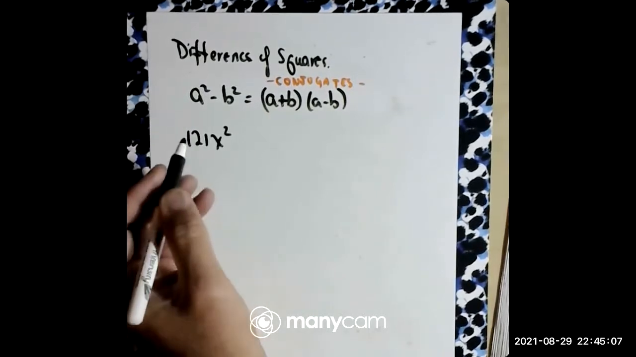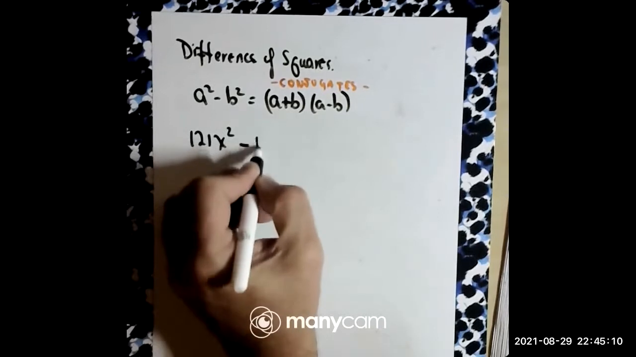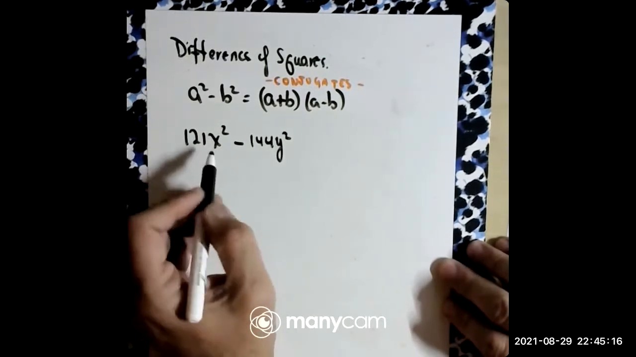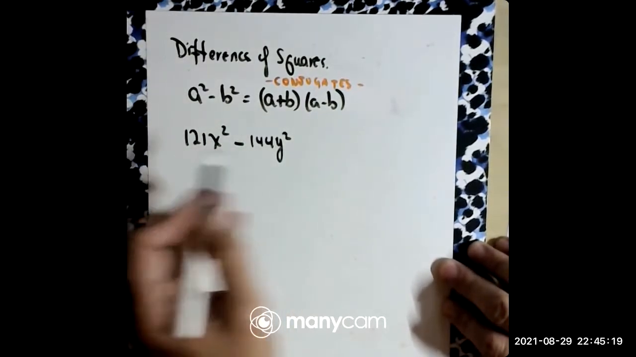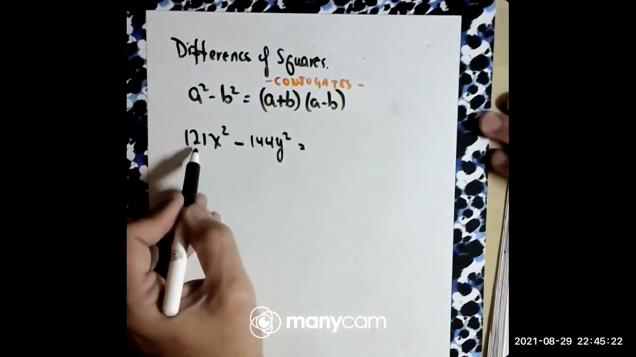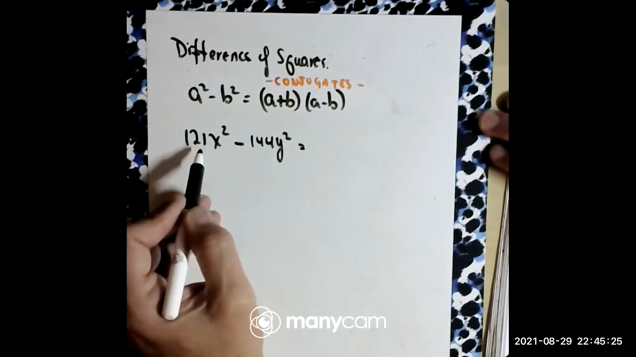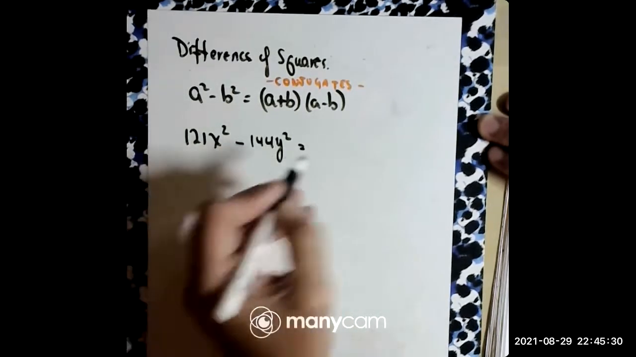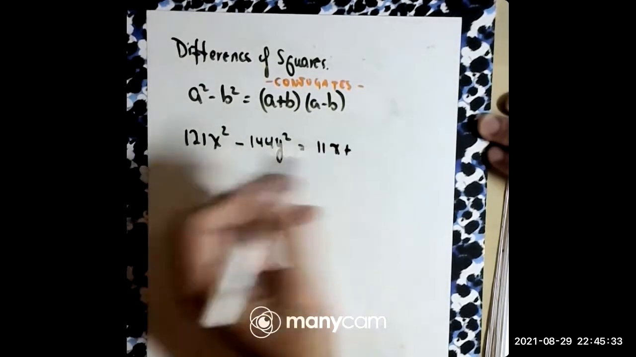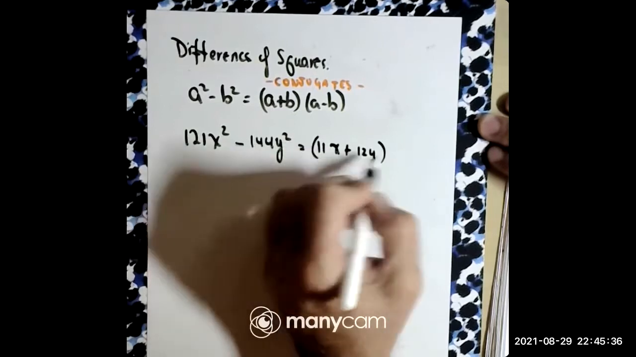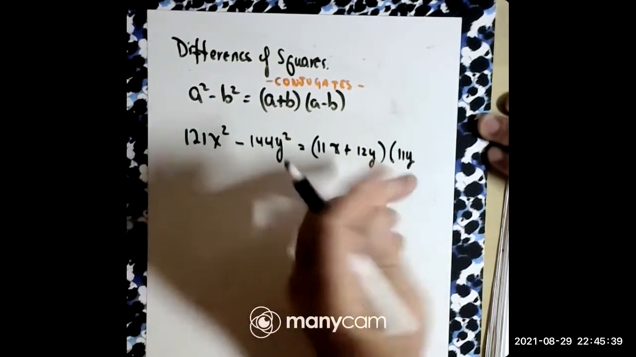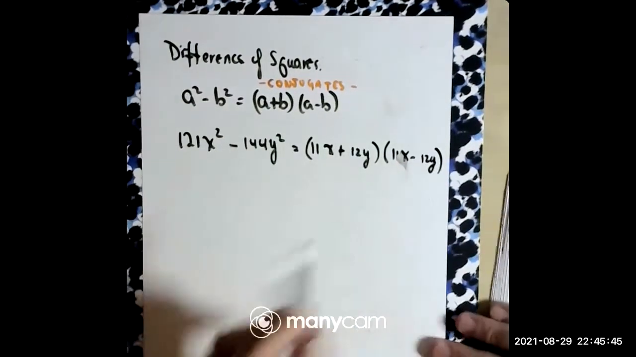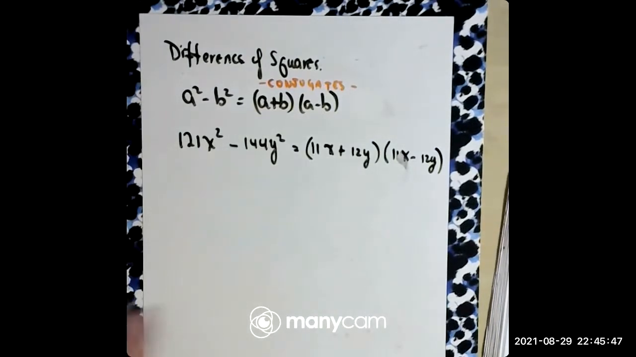What about if I have 121x squared minus 144y squared? By the way, in all the examples I'm doing, I'm assuming that there is no greatest common factor we should factor out first. So of course, we know that 11 times 11 is 121, 12 times 12 is 144, and this is minus. Therefore, this one will factor as 11x plus 12y times 11x minus 12y.